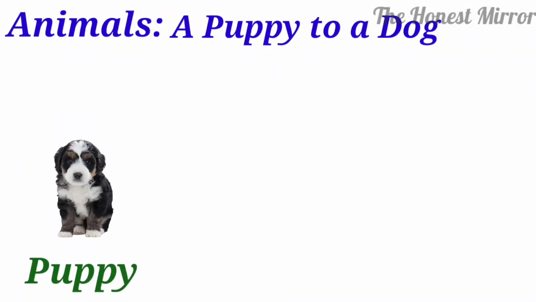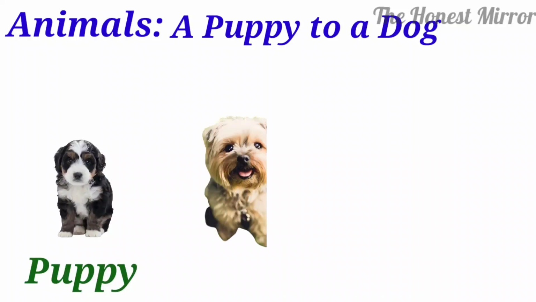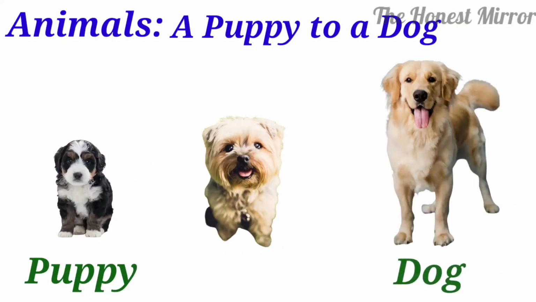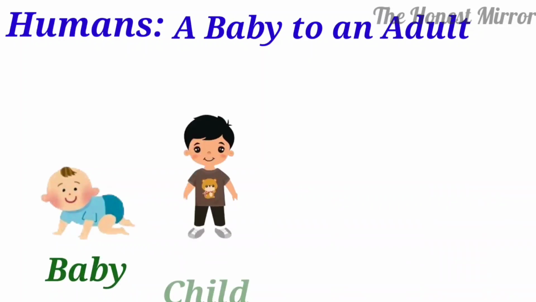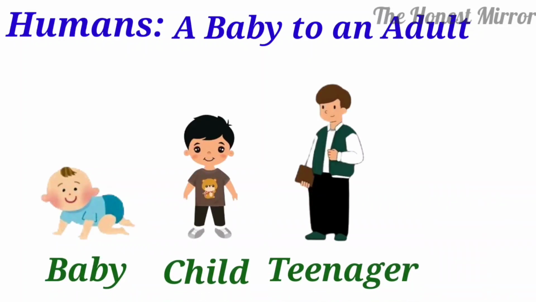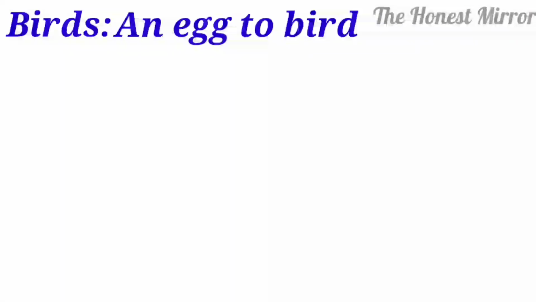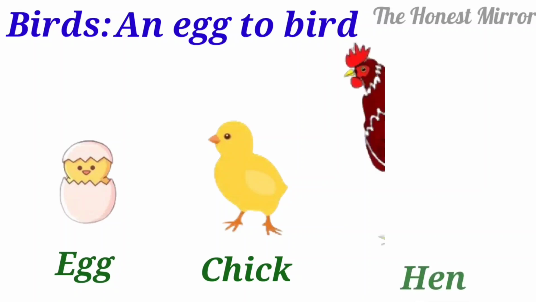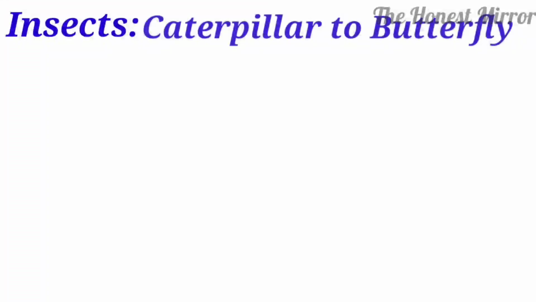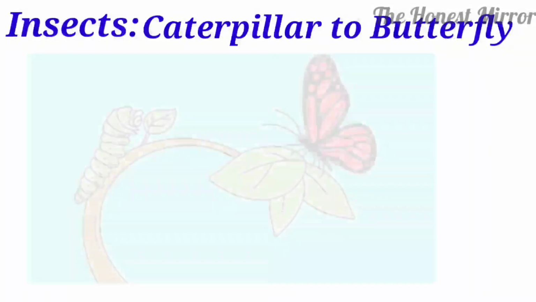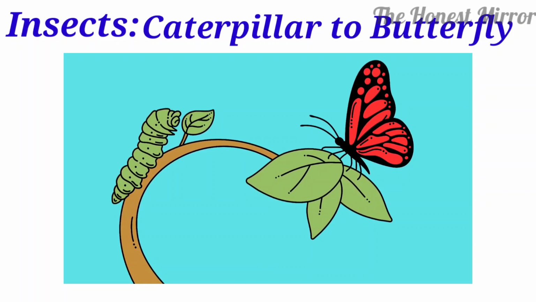Animals, a puppy to a dog. A puppy is born small and cute. Over a few months and years, the puppy becomes an adult dog. What happened here? Humans, a baby to an adult. A little baby grows into a child, then a teenager, and finally an adult. Birds, an egg to a bird. A chick hatches out of an egg and grows into a hen or a rooster. Insects, caterpillar to butterfly. A caterpillar grows into a beautiful butterfly.